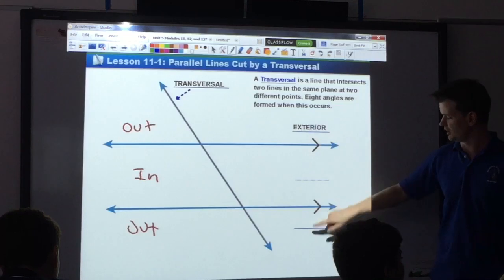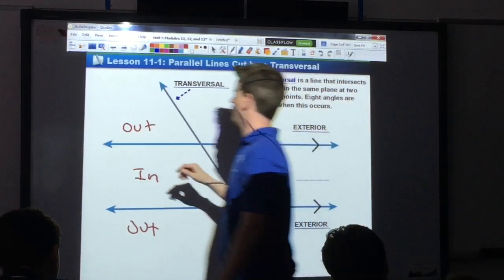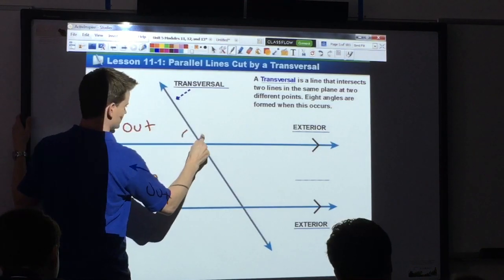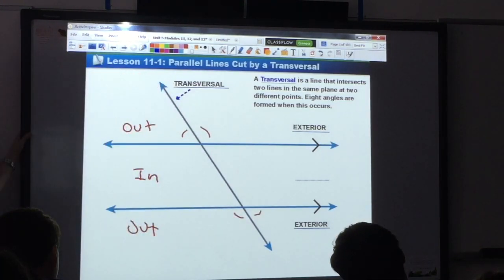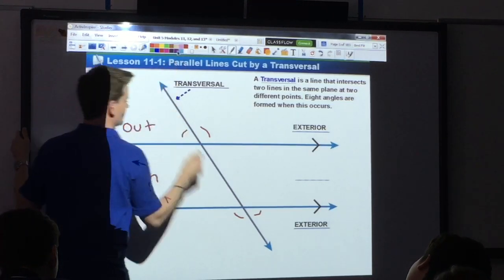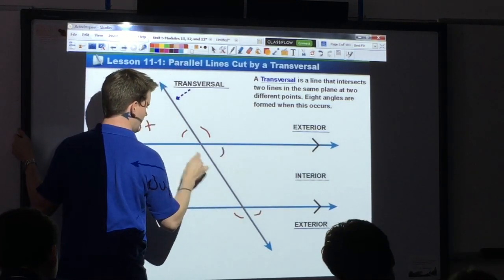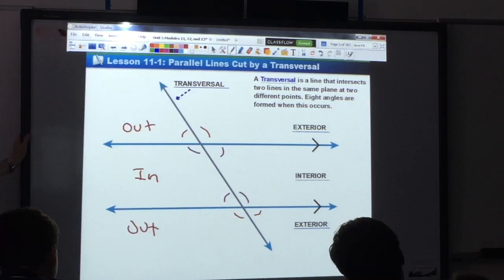Exterior. These are angles created outside of the parallel lines, known as exterior angles. There's exterior, exterior, exterior, and exterior. Those are the 4 exterior angles. Obviously, if I have an exterior, I must also have interior. And on the inside of the parallel lines, 1, 2, 3, 4 interior angles are created.